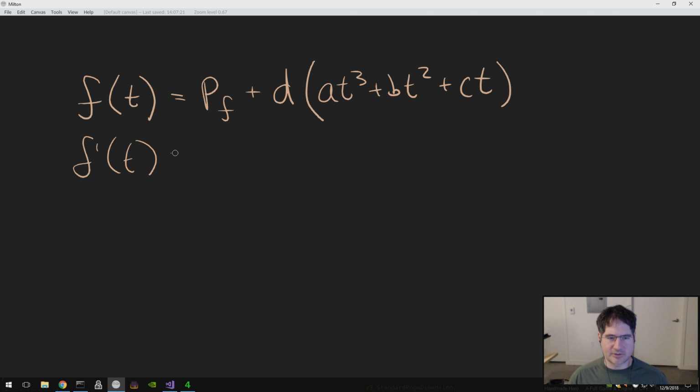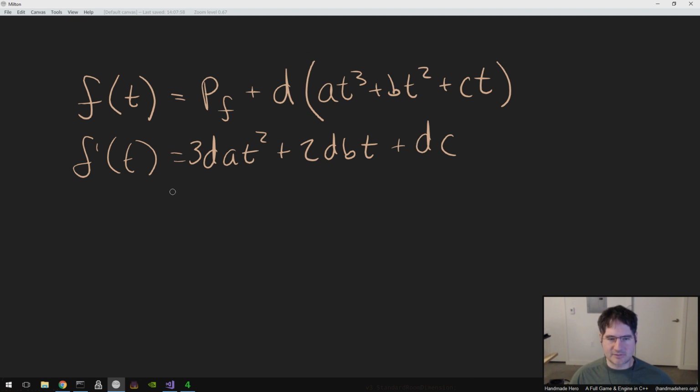So our derivative here, as we know, is going to just be the derivative of this thing with d tacked onto it, right? Because d doesn't change. I mean, it's not a constant, but it's not a variable. I know that's a weird thing to say, but it's like a partial derivative in this case. It's not relevant to the thing we're actually solving. So in this case, we would say, okay, it's 3dat squared plus 2dbt plus dc.